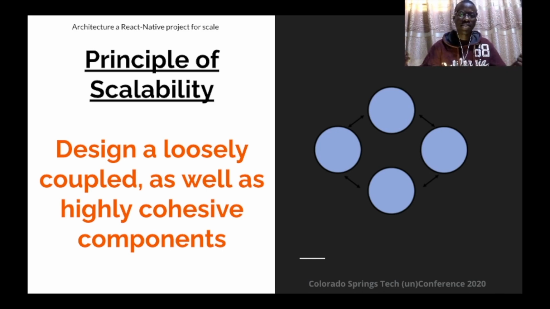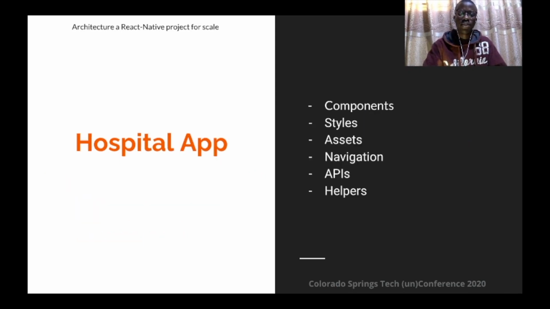So let's put this into practice. Let me show you how I implement this principle when I structure my React Native code. We'll be building a hospital app, and just for practice, we'll come up with a simple scalable structure from the start, with components, styles, assets, navigation, APIs, and helpers. For each of these features we'll see how we can bring this principle of scalability into them, and soon after that we will scale the application.